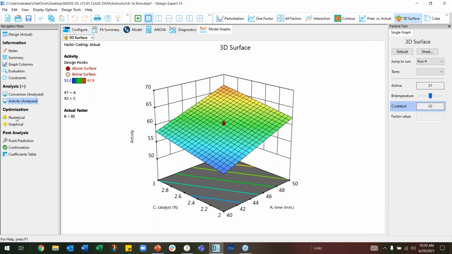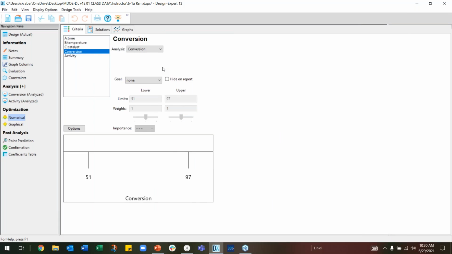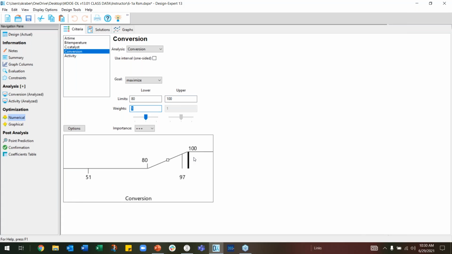All right, with the analysis complete, we can then move on to optimization and put in some goals. So the goal for conversion is certainly going to be to maximize it. And we would like conversion to be greater than 80%. And if we can get up to 100, I would certainly like that. Notice that the software by default puts the limits of 51 to 97. I would rarely use those default limits. It's always better to change the limits to reflect what you actually want.